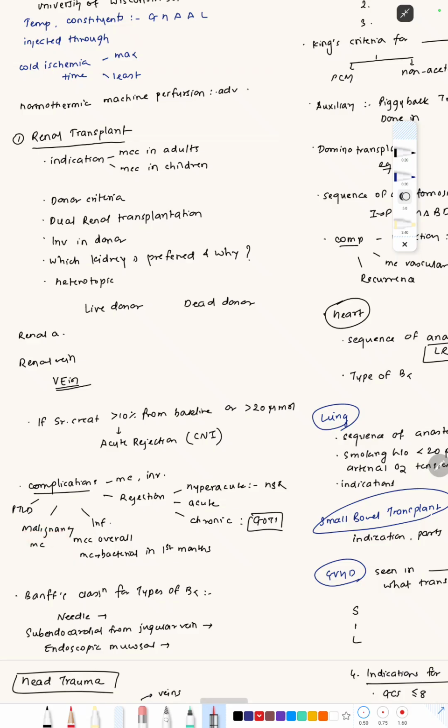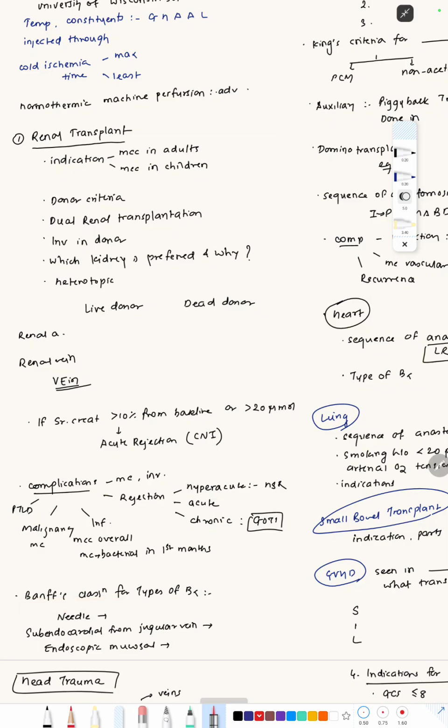Then malignancy, the most common malignancy is skin cancer, and the most common type here is going to be squamous cell carcinoma. Then PTLD, that is post-transplant lymphoproliferative disorder. In post-transplant lymphoproliferative disorder, there are going to be B cell symptoms, and it is associated with Epstein-Barr virus. Then there is the Banff classification. It helps us to know about rejection.